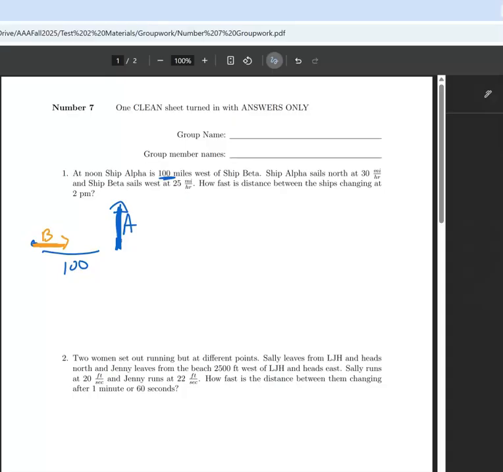Okay. So what is it I'm trying to find? Well, let's maybe even write down what the rates are. So ship A is 30 miles an hour. So that means dA over dt is 30. And then ship B, this here, is moving at 25 miles an hour.